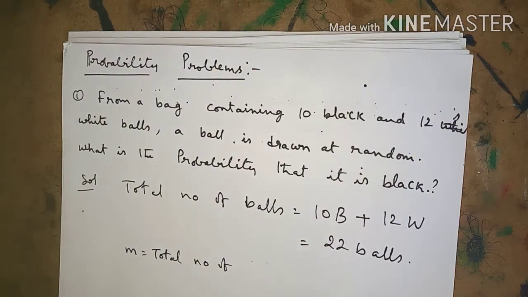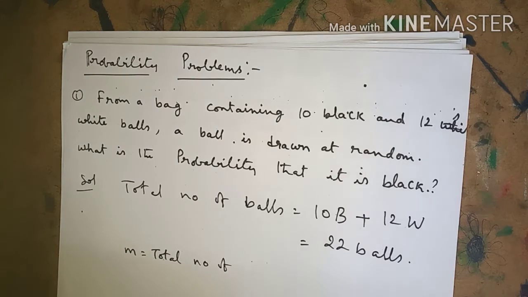While doing probability problems, first observe the given things, and we can write the denominator very easily. After that, finding the numerator is our only work. What is our probability formula? P of E is equal to M by N. N is the denominator, M is the numerator. Using the given things, we can find N very easily. Finding M is our only work.